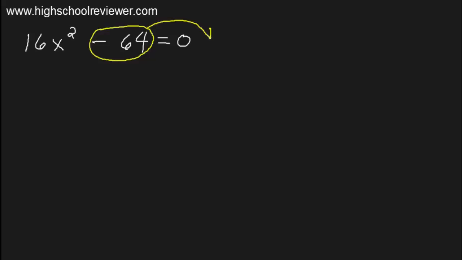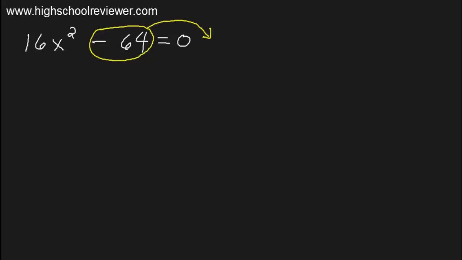Solving quadratic equations by extracting square roots. Our next problem, we have 16x squared minus 64 equals 0. To solve for the value of x, first we need to separate negative 64 to the other side. So to do this, we need to transpose negative 64 to the other side.